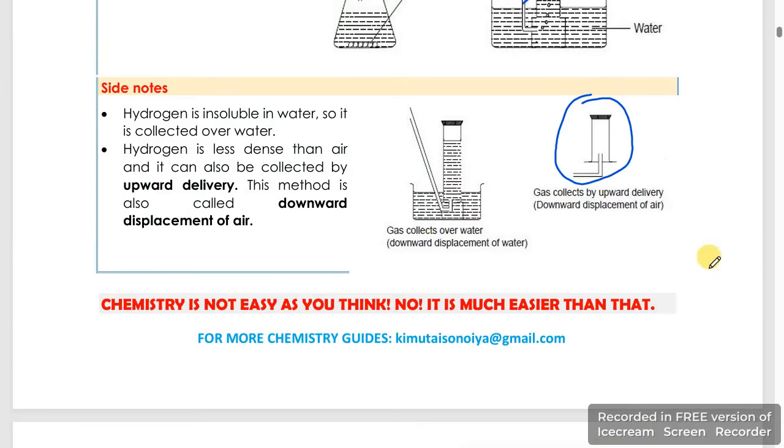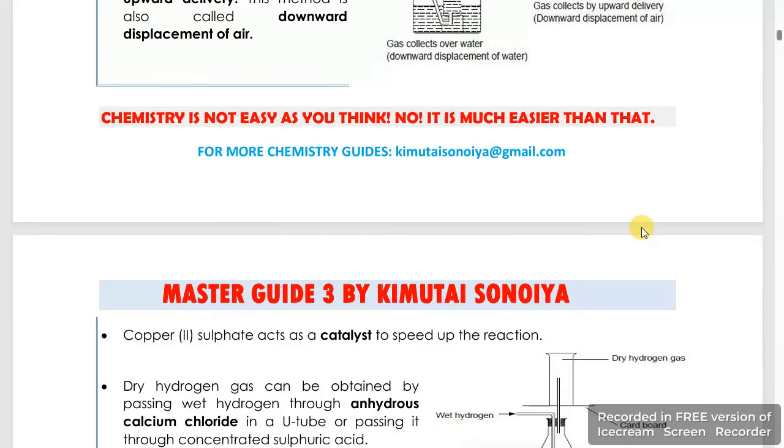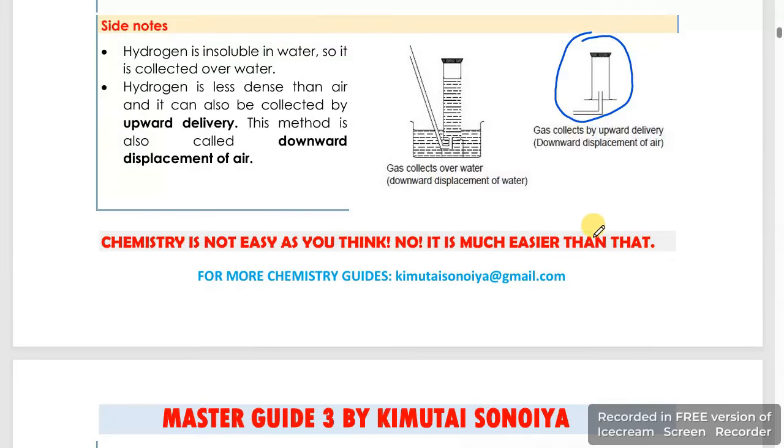So we have said hydrogen is collected in two ways. The next thing you need to know is the reason why hydrogen is collected by upward delivery. Hydrogen is collected by upward delivery because hydrogen is lighter than air, or it is less dense. That's why it is collected by upward delivery. It is less dense.